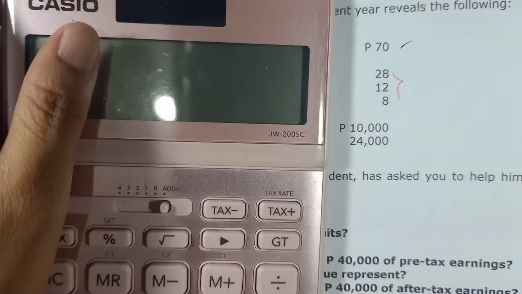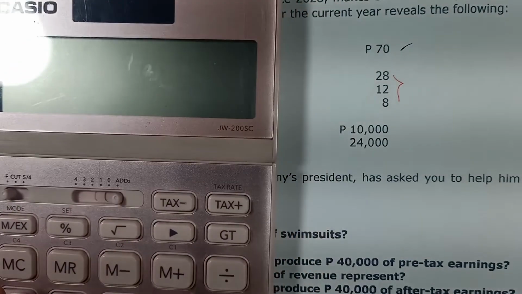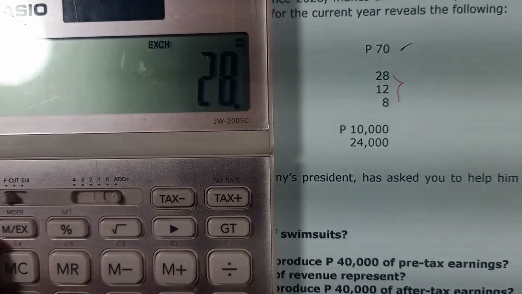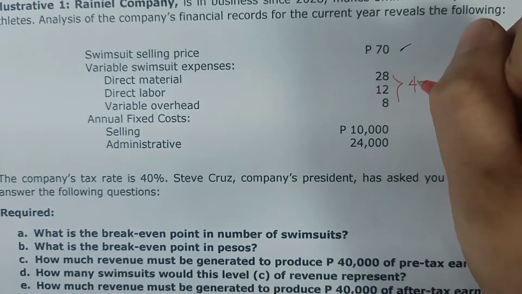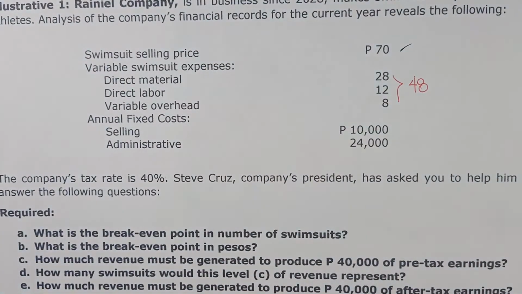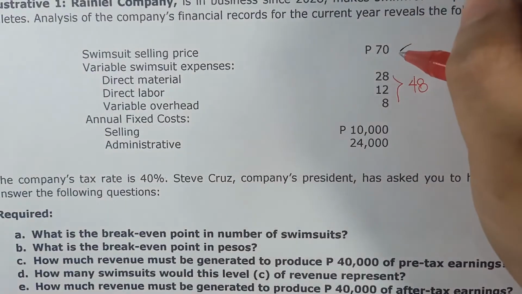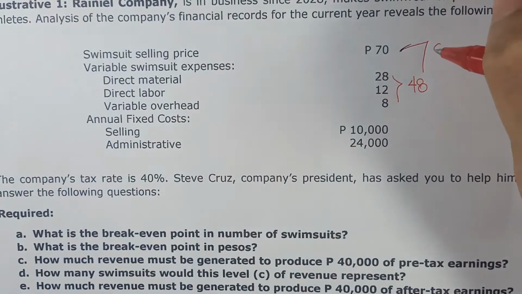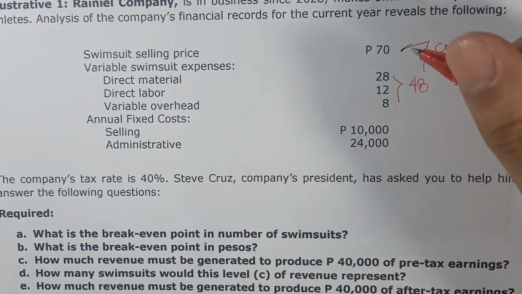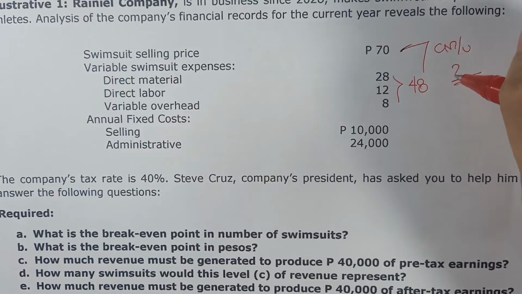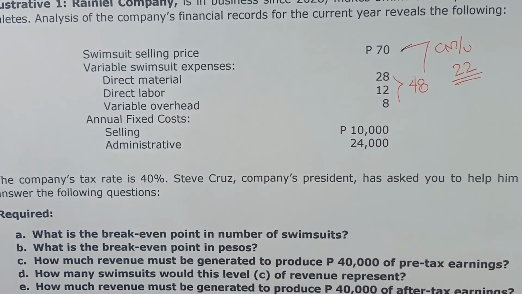Alright. So, magkano nga ulit yan? This is equal to 28 plus 12 plus 8, or this is equal to 48 pesos. Yanag? Then, 70 minus 48, makukompute na natin si contribution margin per unit. So, contribution margin per unit is actually equal to 70 minus 48, or this is equal to 22 pesos.